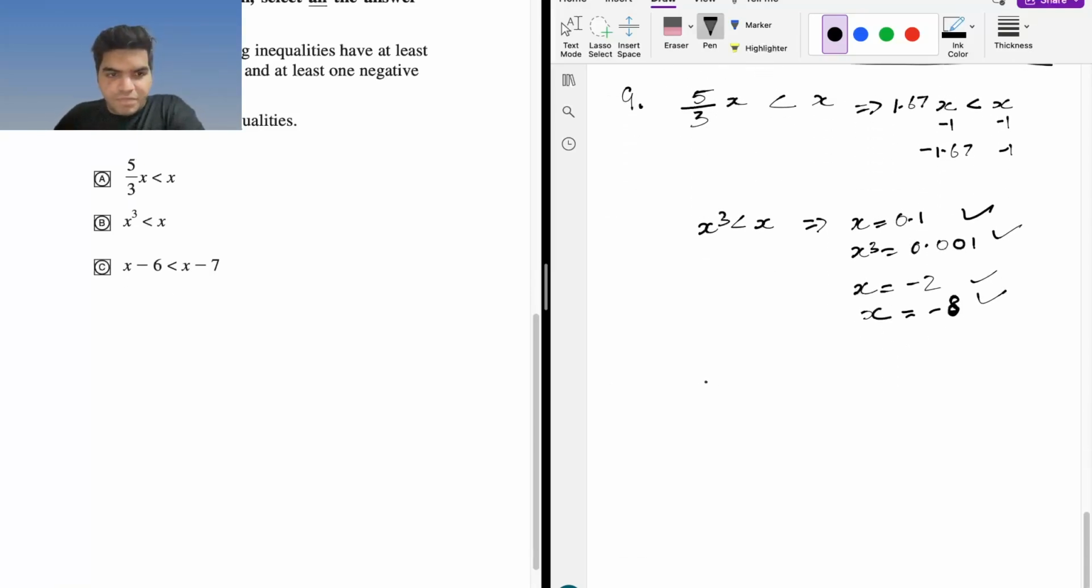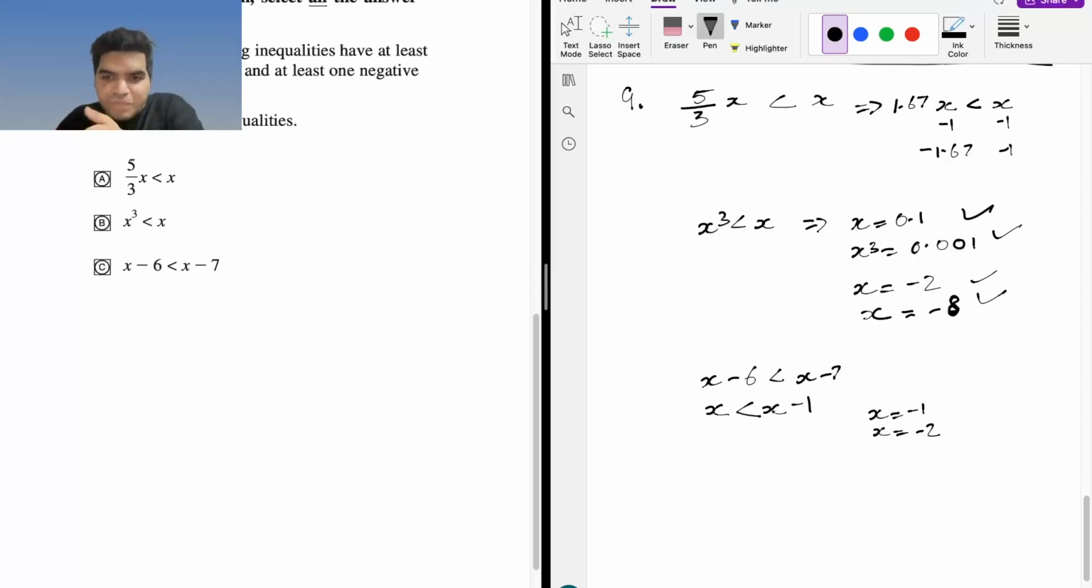Coming to option C, because it's a multi-correct answer, x minus 6 is less than x minus 7. Straight linear equation. So add 6 on both sides. So x should be less than x minus 1. Is that possible? Let's look at one side of the solution. So if we have a negative value, let's say x is equal to -1, and x minus 1 is equal to -2. No, it's not possible.